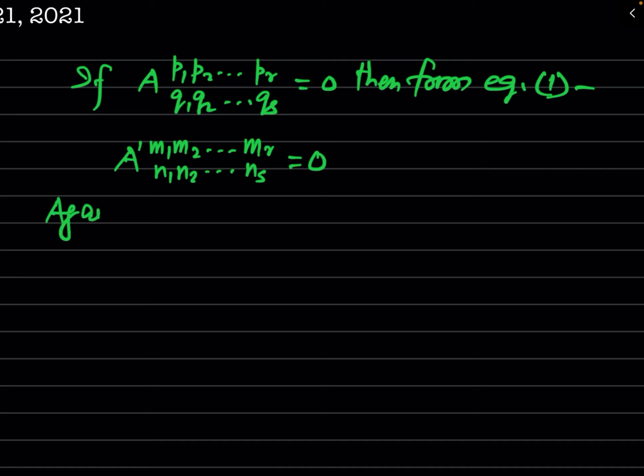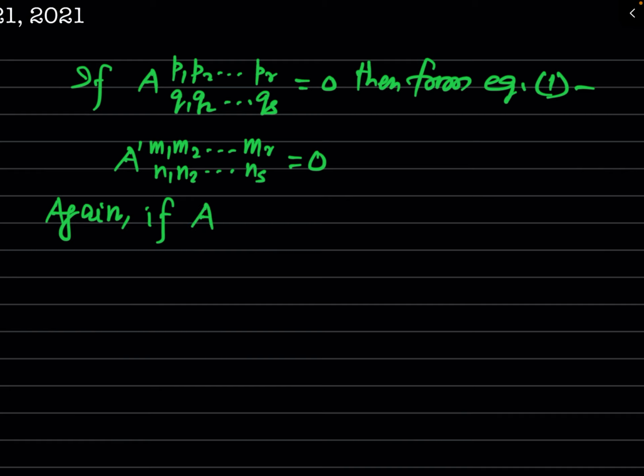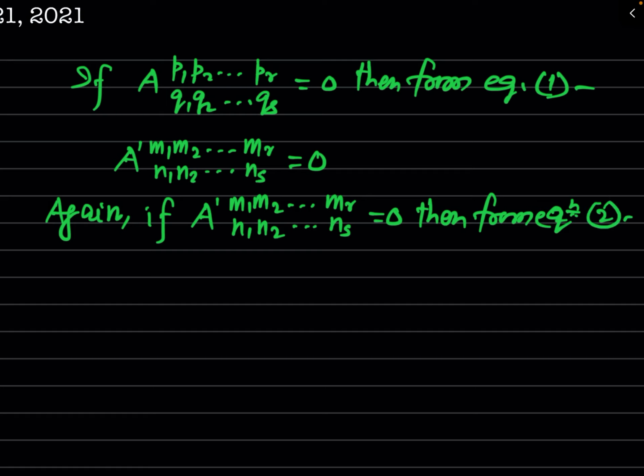And again you can see, if you see the equation 2, if you consider that this A' m1 m2 mr n1 n2 ns are 0, then from equation 2 you can see that this A p1 p2 so on pr q1 q2 so on qs equal to 0.